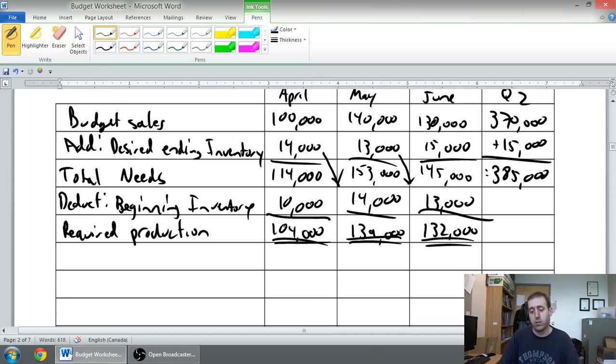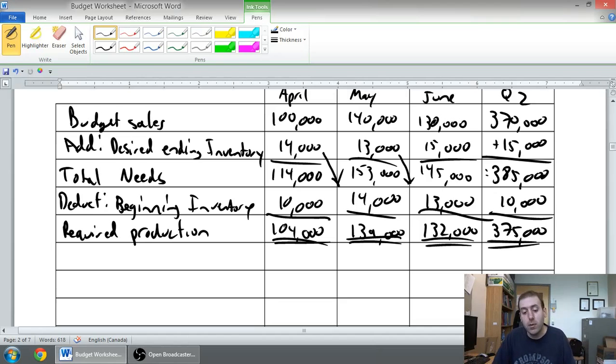My beginning inventory, I've got to ask the same question. What's my beginning inventory for the quarter? Well, it's not a total of these three numbers. It's the beginning of the quarter. The beginning of the quarter is April. So the beginning of April, I had 10,000 inventory. 385 minus 310 is 375. Double underline. I was about to put dollar signs on this thing. Of course, it's not dollars. Everything here is in units, and I think we're good to go.